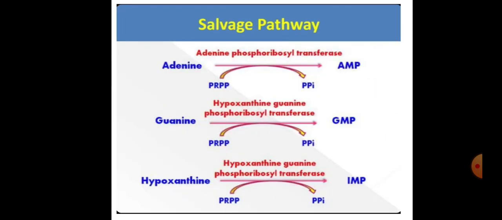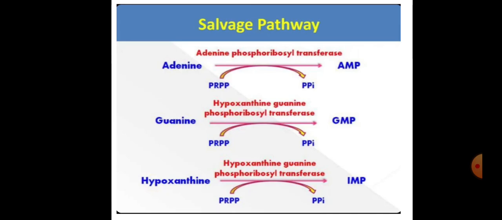And the next pathway is the salvage pathway of purine. Here in a salvage pathway, nucleotides are synthesized from the intermediates in the degradative pathway for nucleotides. Purine synthesis via the salvage pathway occurs in all tissues. It is especially important in the brain and bone marrow.